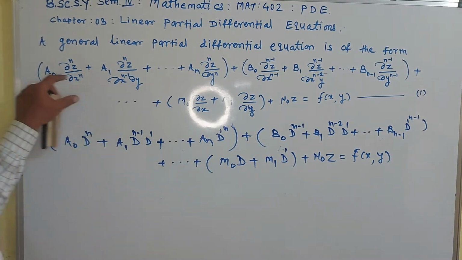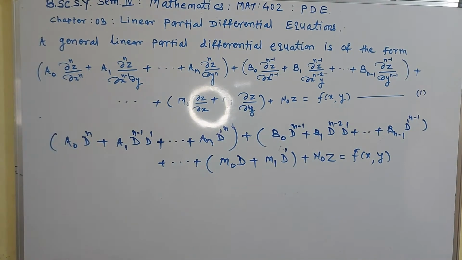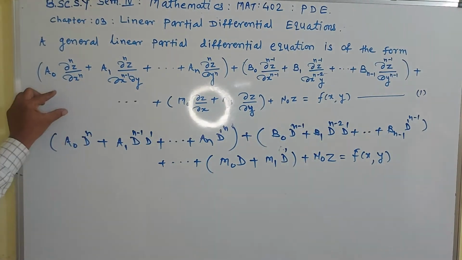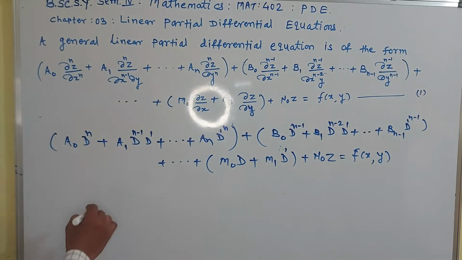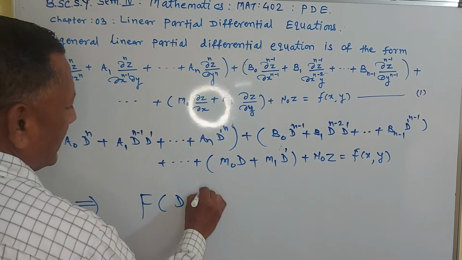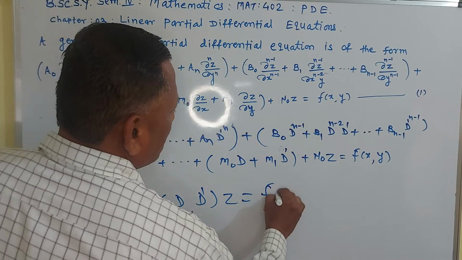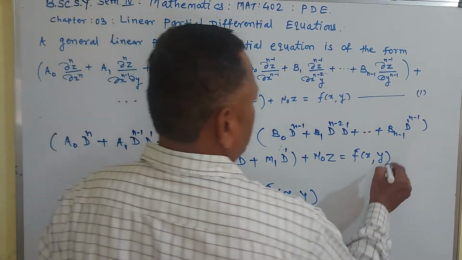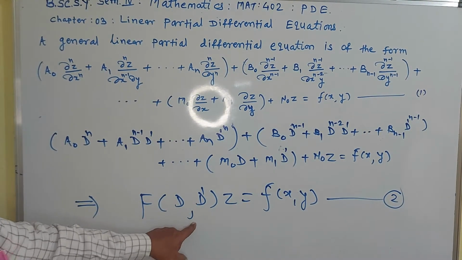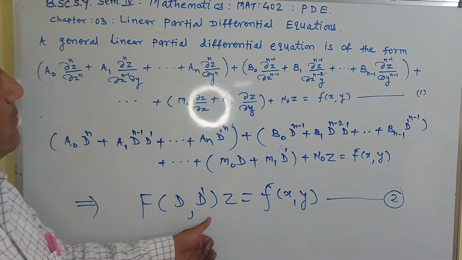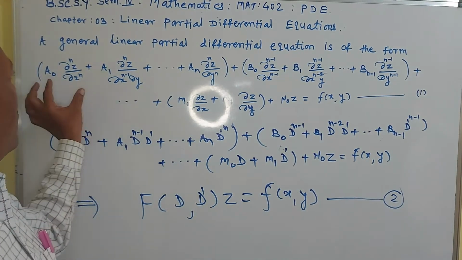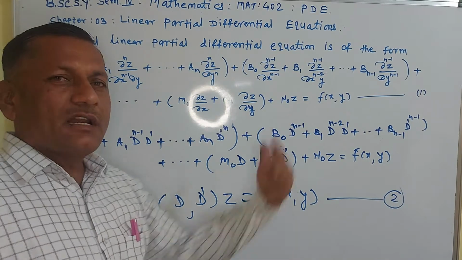So equation 1 can be written with operator D as one operator and D dash as another operator. Again this can be written as f of D, D dash operated on z is equal to small f of xy. So equation 2 is the linear partial differential equation with constant coefficients if the coefficients arising in that partial differential equation are constants.